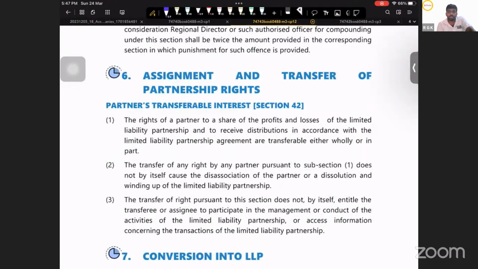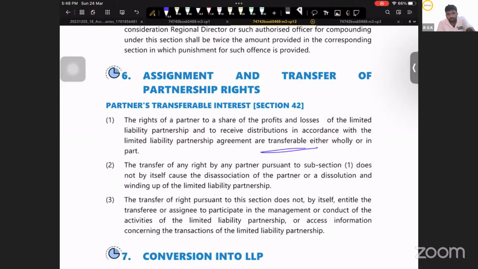Next, partners' transferable interest. Partnership interest, whatever is there in the LLP. If you are a partner in an LLP, your interest in the LLP is transferable. The rights of a partner to share profits and losses of the LLP and to receive distribution in accordance with the LLP agreement are transferable, either wholly or in part. The transfer of any right pursuant to subsection 1 does not by itself disassociate a partner or dissolve or wind up the LLP. So just because you have transferred your interest, it will not make you an ex-partner. It will not make you a former partner. You will continue to be a partner only. But your interest will be transferred to another person.